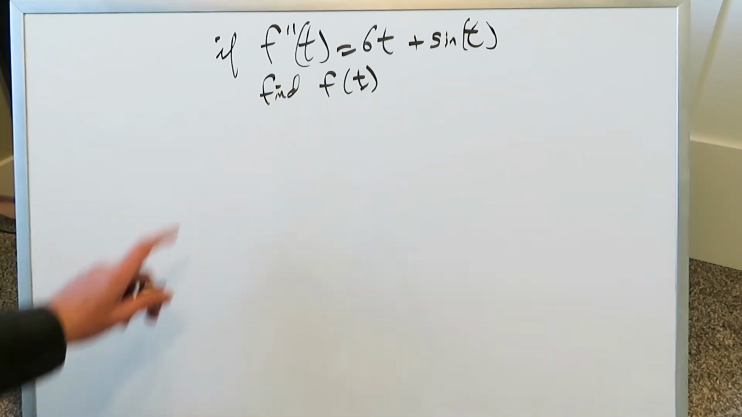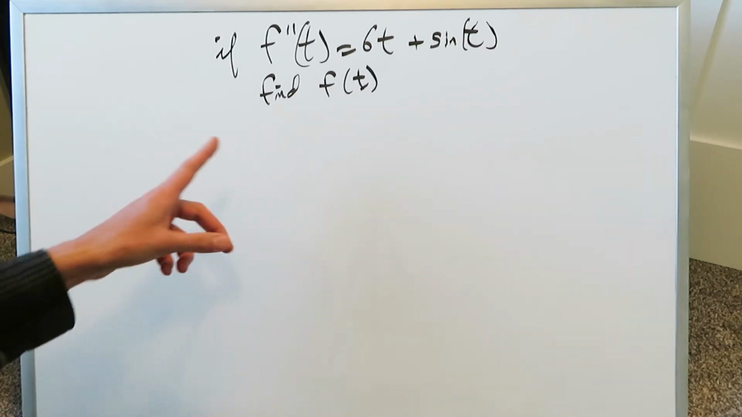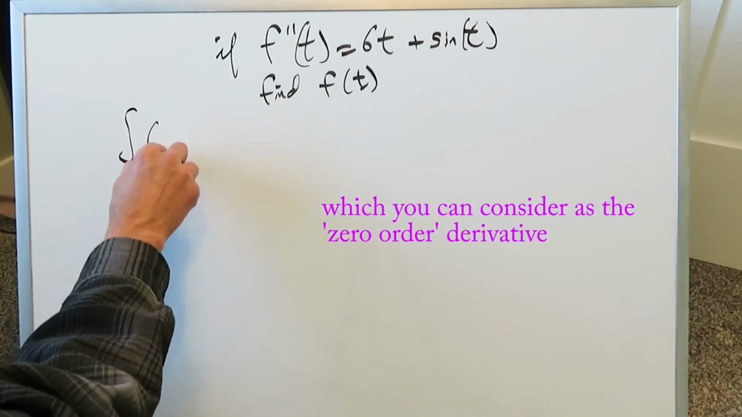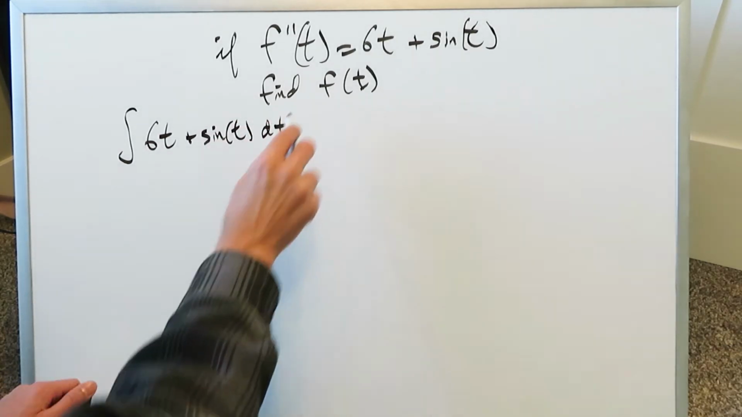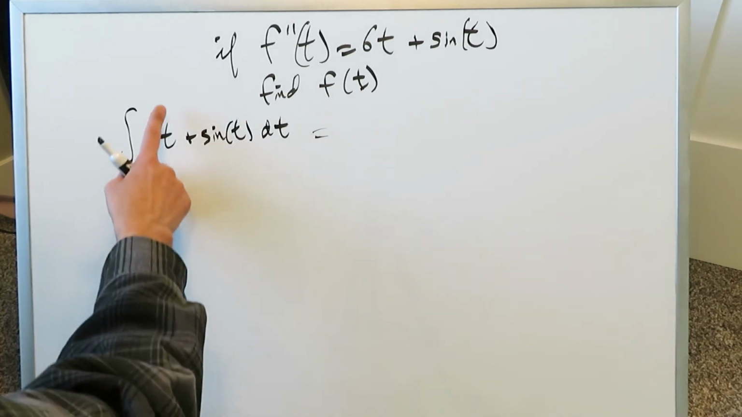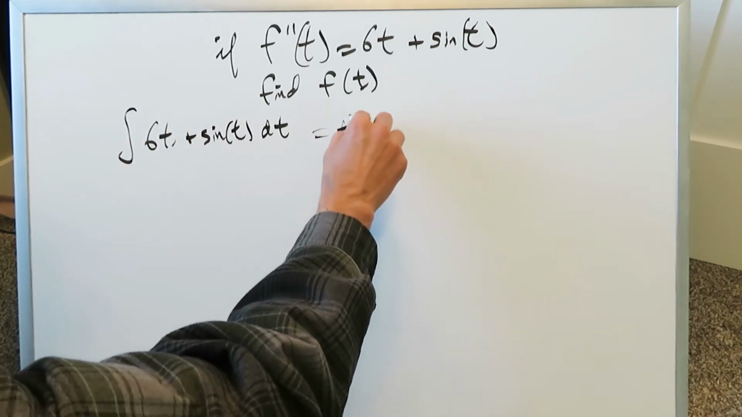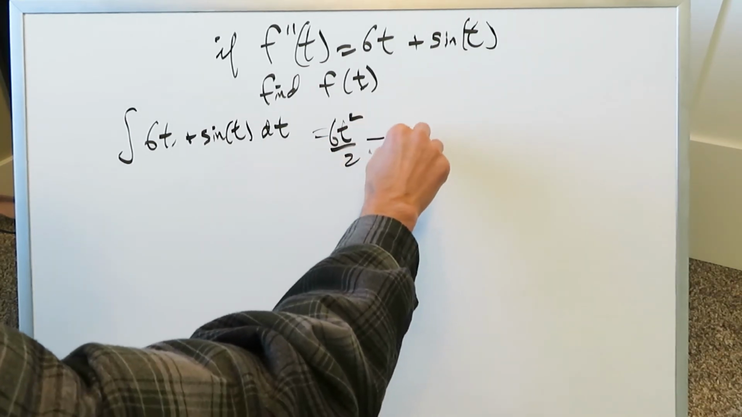If you look at the second order derivative and you did its integral procedure once, you'd be at the first order derivative. Then you do the integral procedure once more, you'll end up right at your original function. And that's the procedure you want to take. You'll do 6t plus sine t and you will do its integral procedure. When you do this, 6t is, remember, polynomial t, 1 plus 1 over 1 plus 1, you'll get a 6t squared over 2, and for sine t, you'll get a minus cosine t.